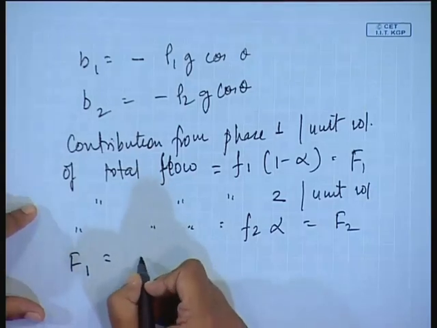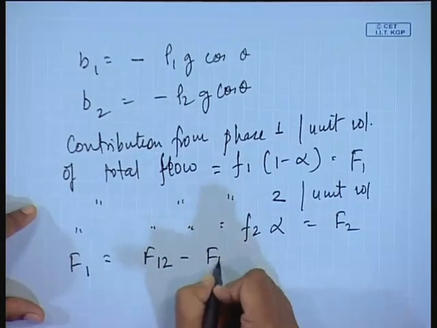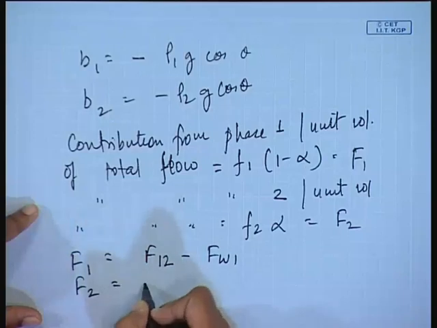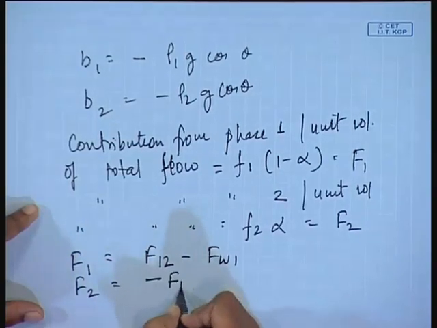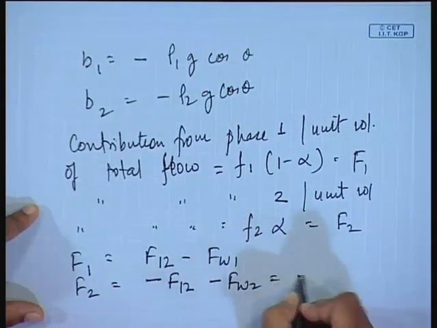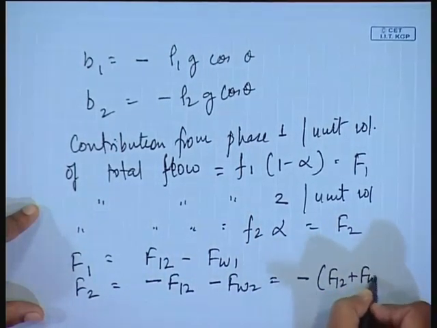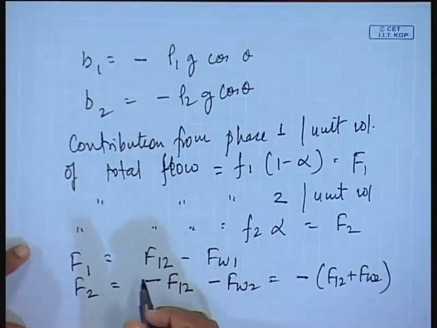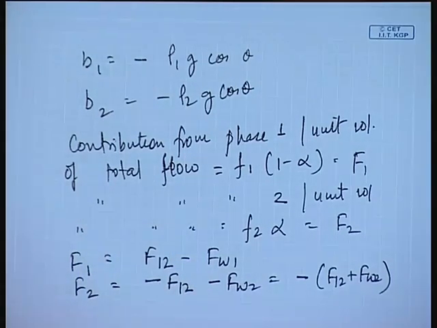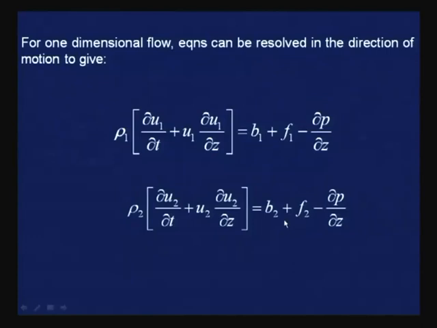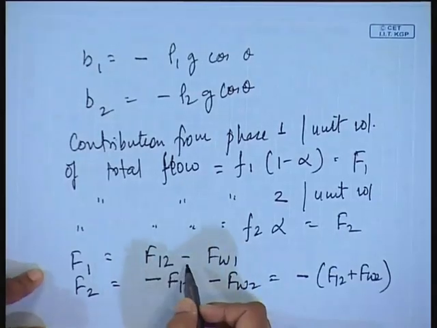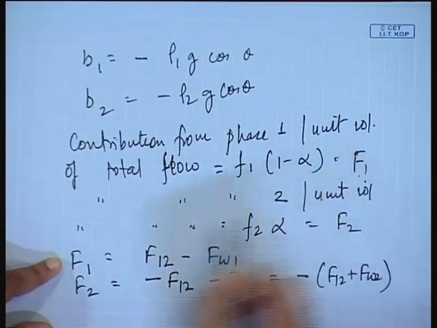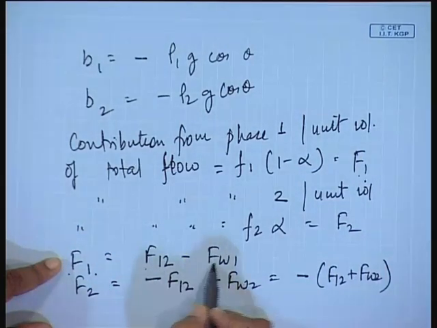And what is F1 equal to? F1 will be equal to F12 minus FW1, considering the signs. Clear to you? What is F2 equal to? This will be minus F12 minus FW2, in other words, minus F12 plus FW2. Clear to all of you? So instead of the F1 and F2 which we had got here, we have to substitute the equations which we have got. Instead of F1, we can substitute F1 by 1 minus alpha.